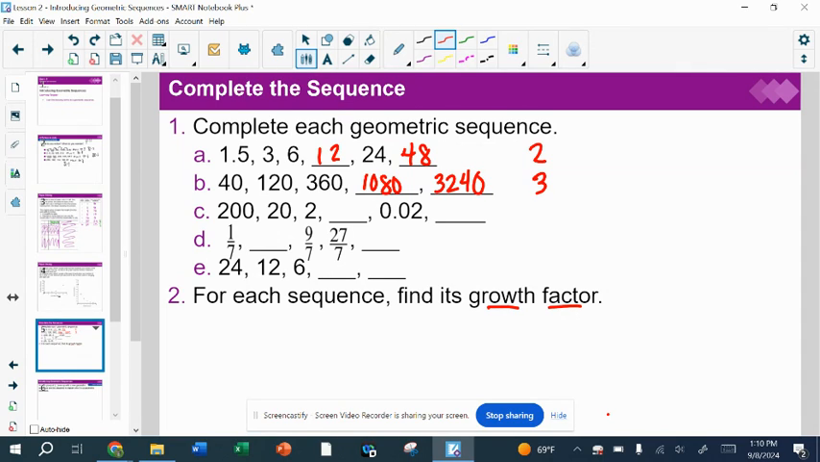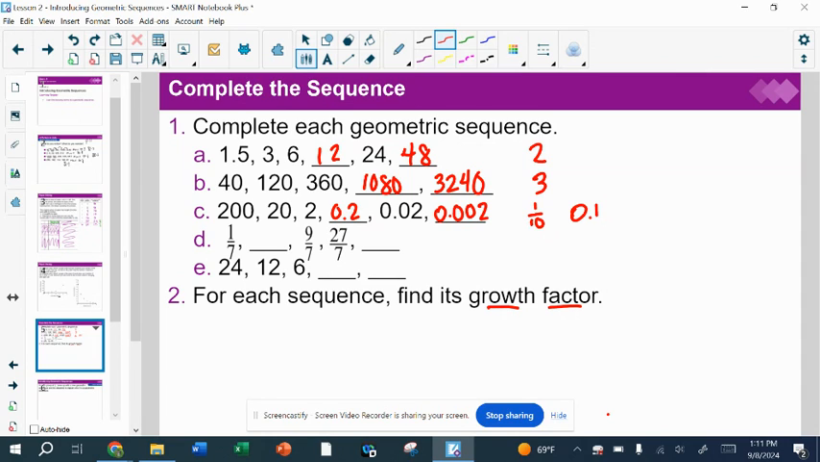Letter C is decreasing, right? It goes from 200 to 20 to 2. Looks like it's dividing by 10. And by the way, it's fine in your head to go ahead and divide by 10. Realize, though, that the growth factor is all about multiplying. So we want to either write this as 1/10 or 0.1. Either one of those is fine. But after 2, I hope that you can figure out what's going to come next. This should be 0.2. Then we've got 0.02 and then 0.002.